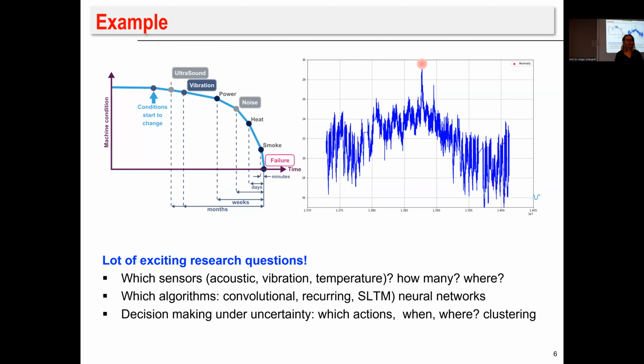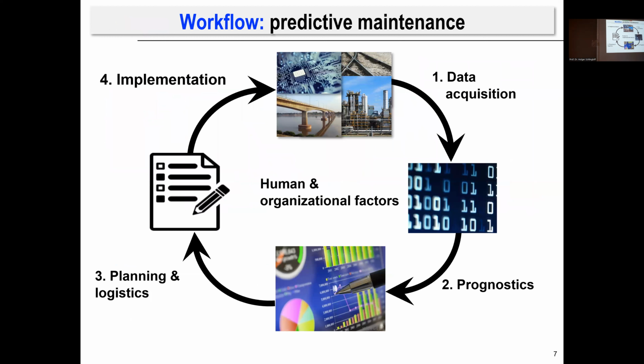You don't want to, let's say, open the work on the roads one week to resolve this issue, and the next week to resolve another issue. You want to cluster maintenance as much as possible. And of course, there are lots of optimization techniques that come into play. So this is the predictive maintenance workflow.